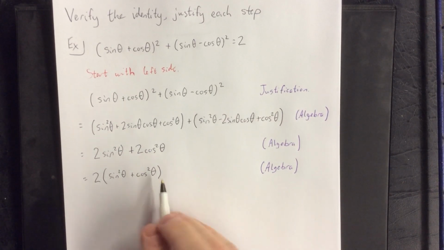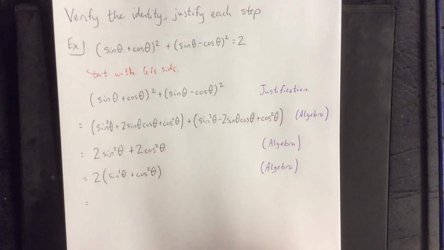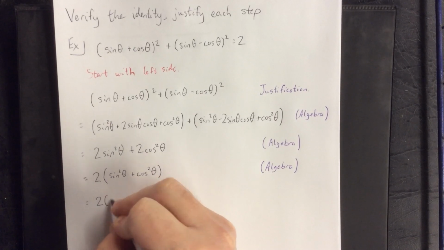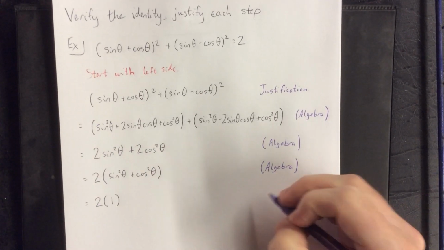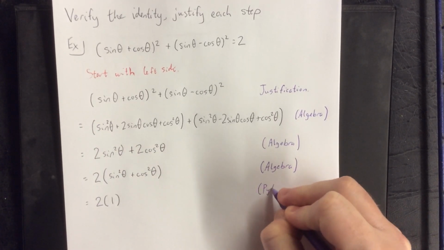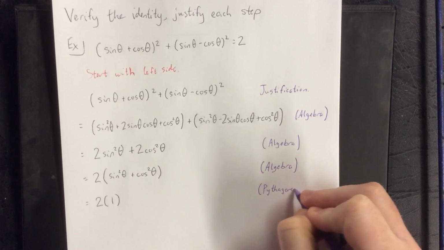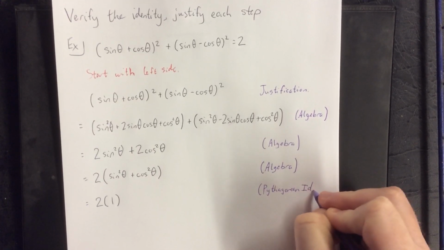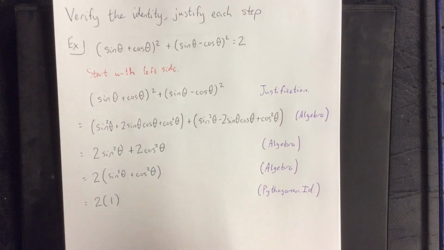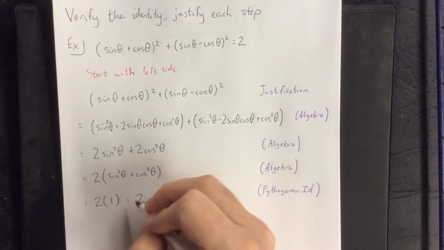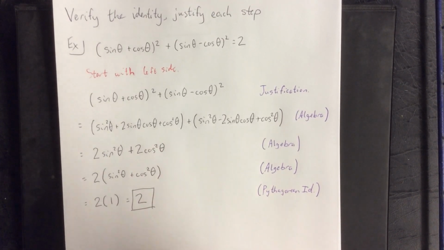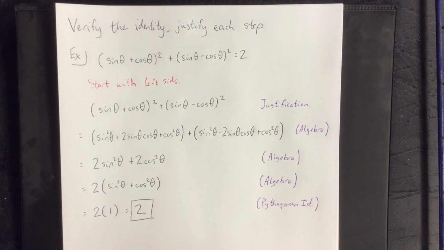And finally, the sine squared of theta plus the cosine squared of theta, we finally get to use a trigonometric identity. That is 2 times 1. That is a Pythagorean identity. Now, I really don't feel the need to justify that 2 times 1 is equal to 2, so I'm just going to call that 2 and call it good. So, a lot of algebra, not a whole lot of trigonometry in this example. Let's see if we can try out another one.